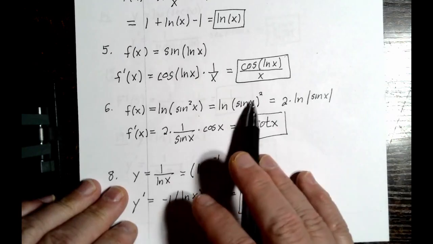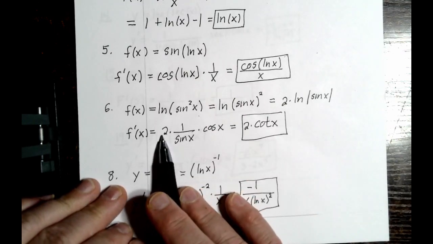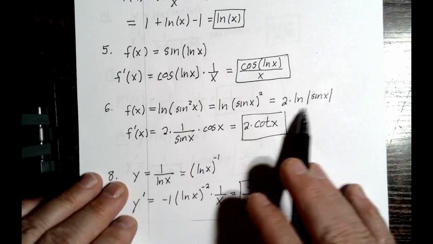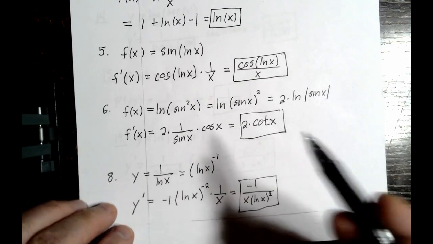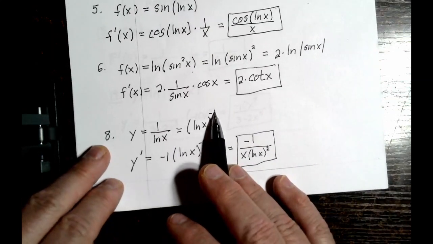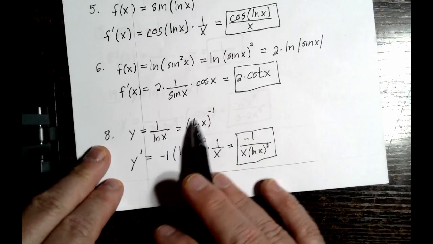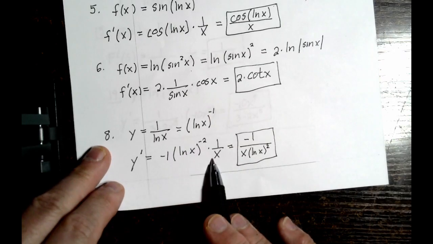actually they rewrite it using logarithmic rules, bringing the exponent out front. So you can leave the 2 out front and take the derivative of ln of sine of x, which is 1 over sine x times the derivative of sine x. 1 over ln of x is ln of x to the negative 1, so you can bring the negative 1 out front, subtract 1 from the exponent, and then you follow with the derivative of ln of x, which is 1 over x.